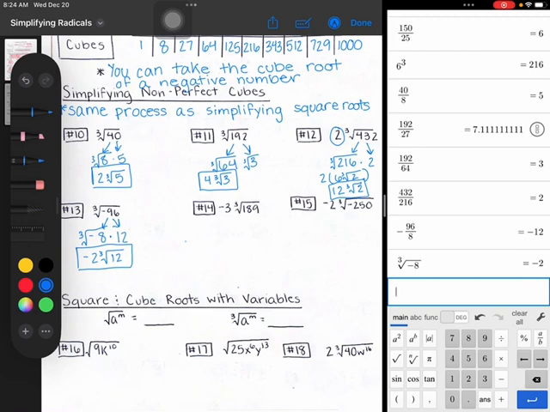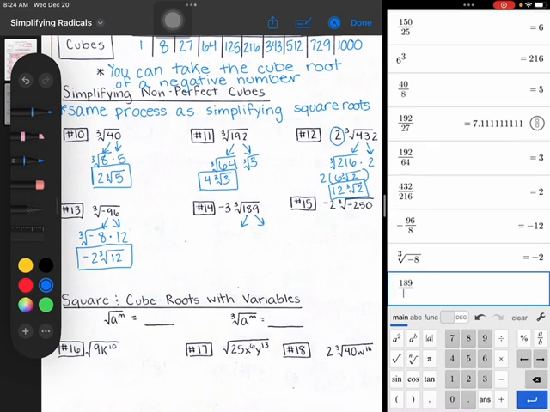And in 14, we have another one with a coefficient. So let's go ahead and break up 189. So 189 divided by, we'll try 27. Oh, and that one worked for us, is 7. So 27 times 7. Take the cube root of 27, which is 3. So we have negative 3 out front, times 3, cube root 7. Negative 3 times 3 is negative 9. And cube root 7.